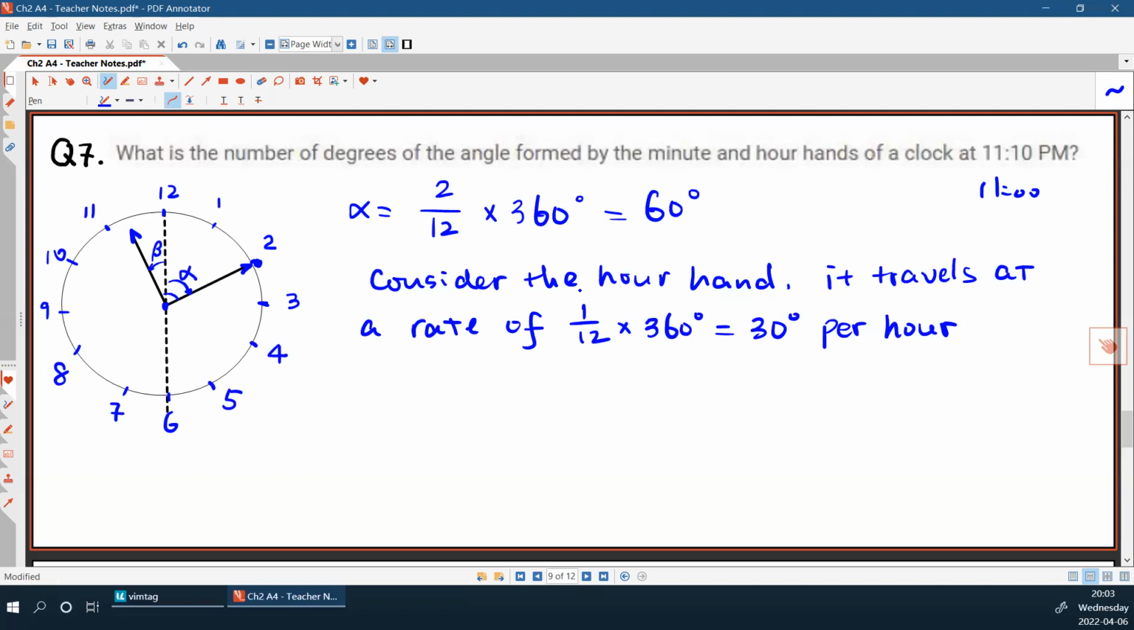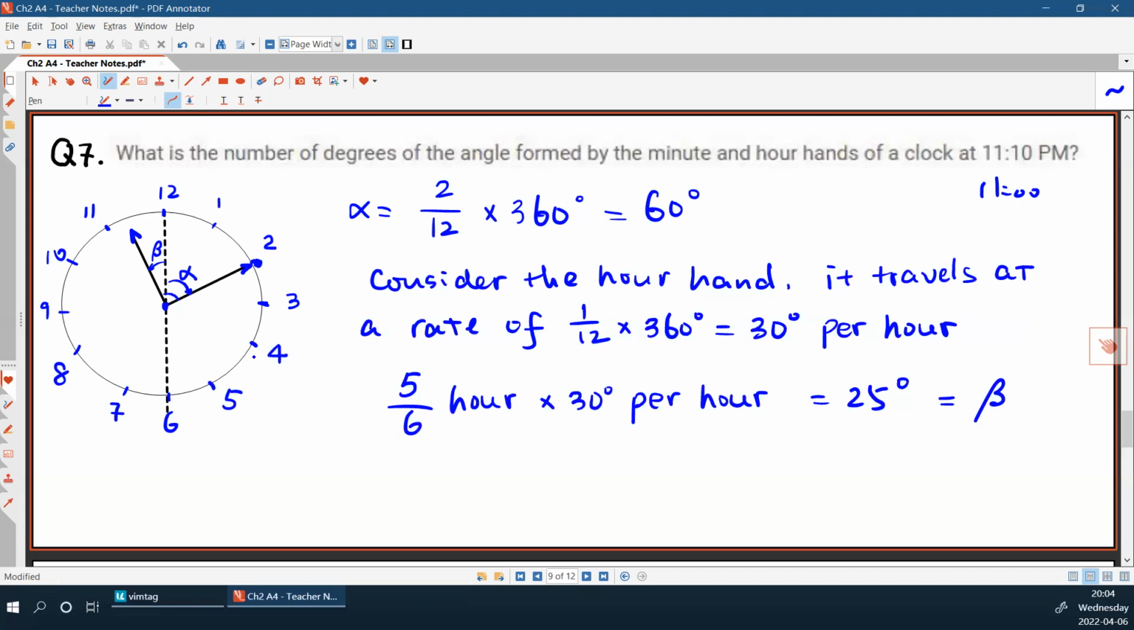And since it will be pointing at 12 o'clock, and it will travel 5 out of 6 hour times 30 degrees per hour, which is 25 degrees, right? Yeah. This is actually beta.